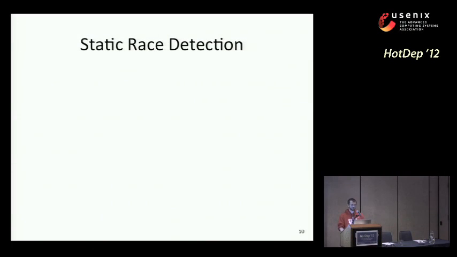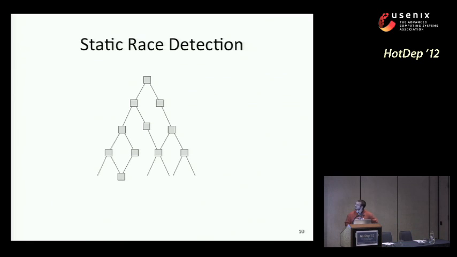OK, so we said that the Hive is the place where static race detection takes place. The algorithm that we use to statically detect races is a variant of the popular lockset-based race detection algorithm from the RacerX paper. I will now describe the high-level operation of the algorithm.